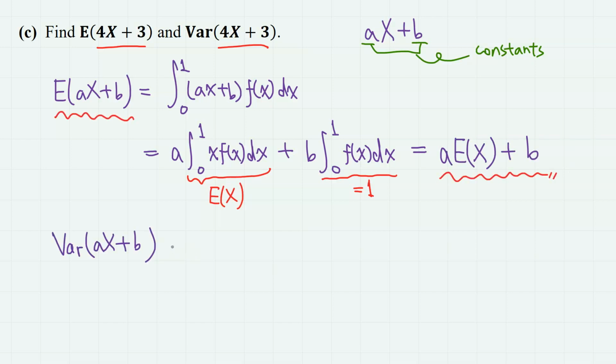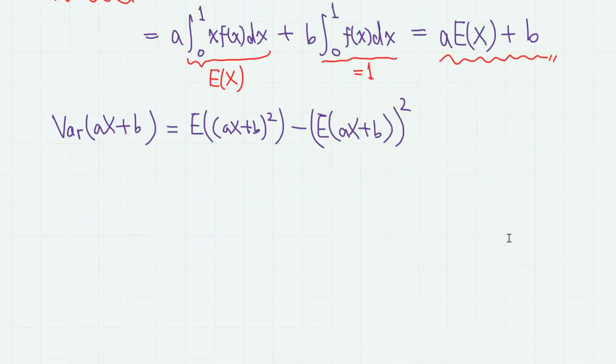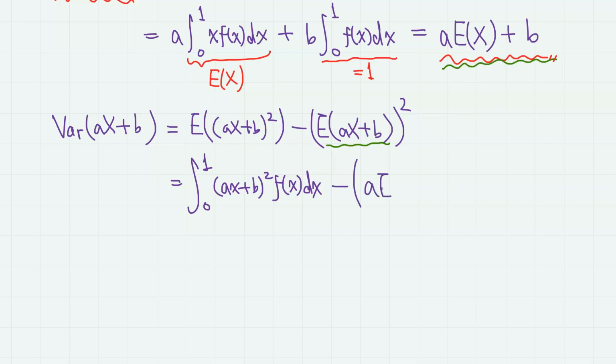And for the variance of aX plus b, let's use the mean of square minus mean squared formula again. So we have the expected value of (aX plus b) squared minus the expected value of aX plus b, and this entire thing squared. Here the first term is the integral of (ax plus b) squared f(x), and we have already obtained the expected value of aX plus b, which is this. So we have (a times expected value of X plus b) squared.